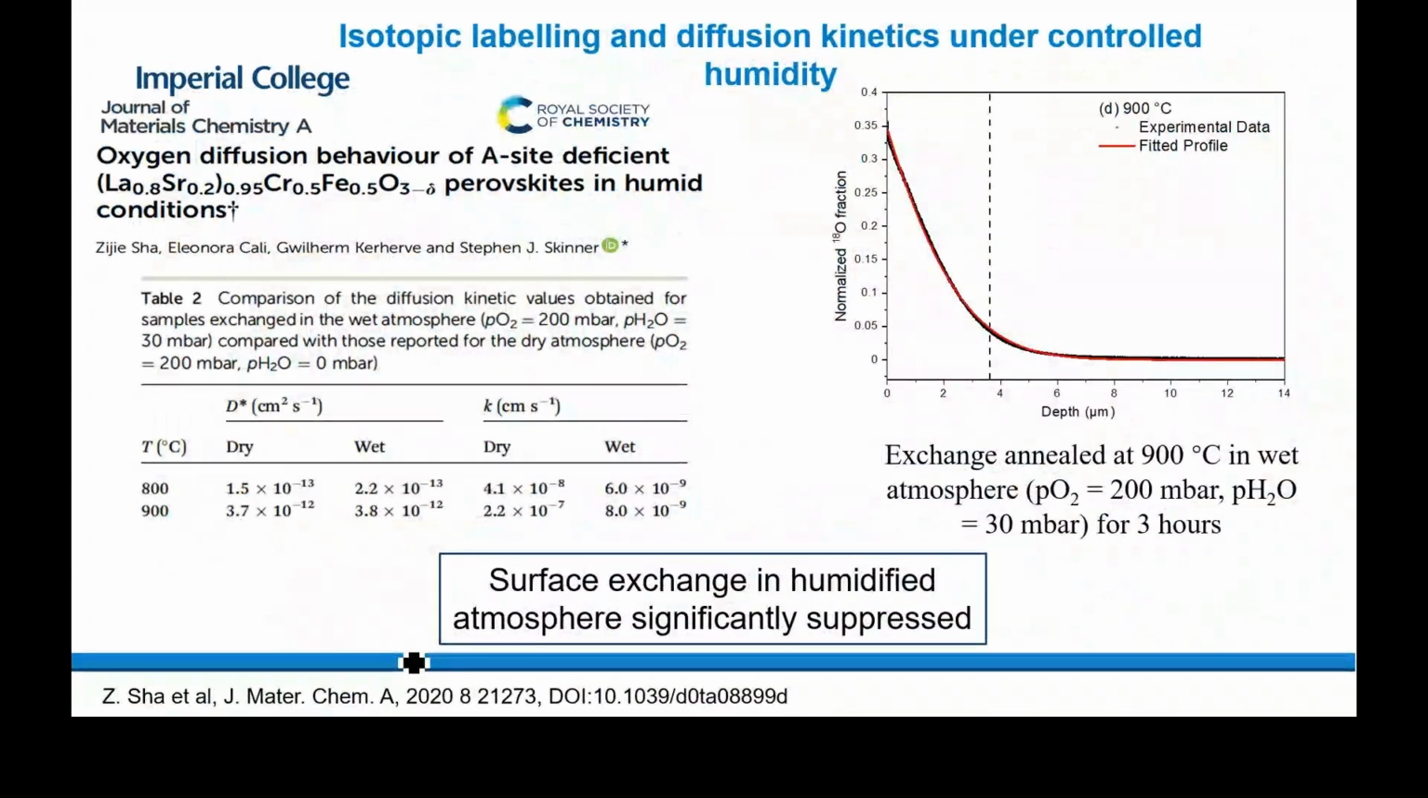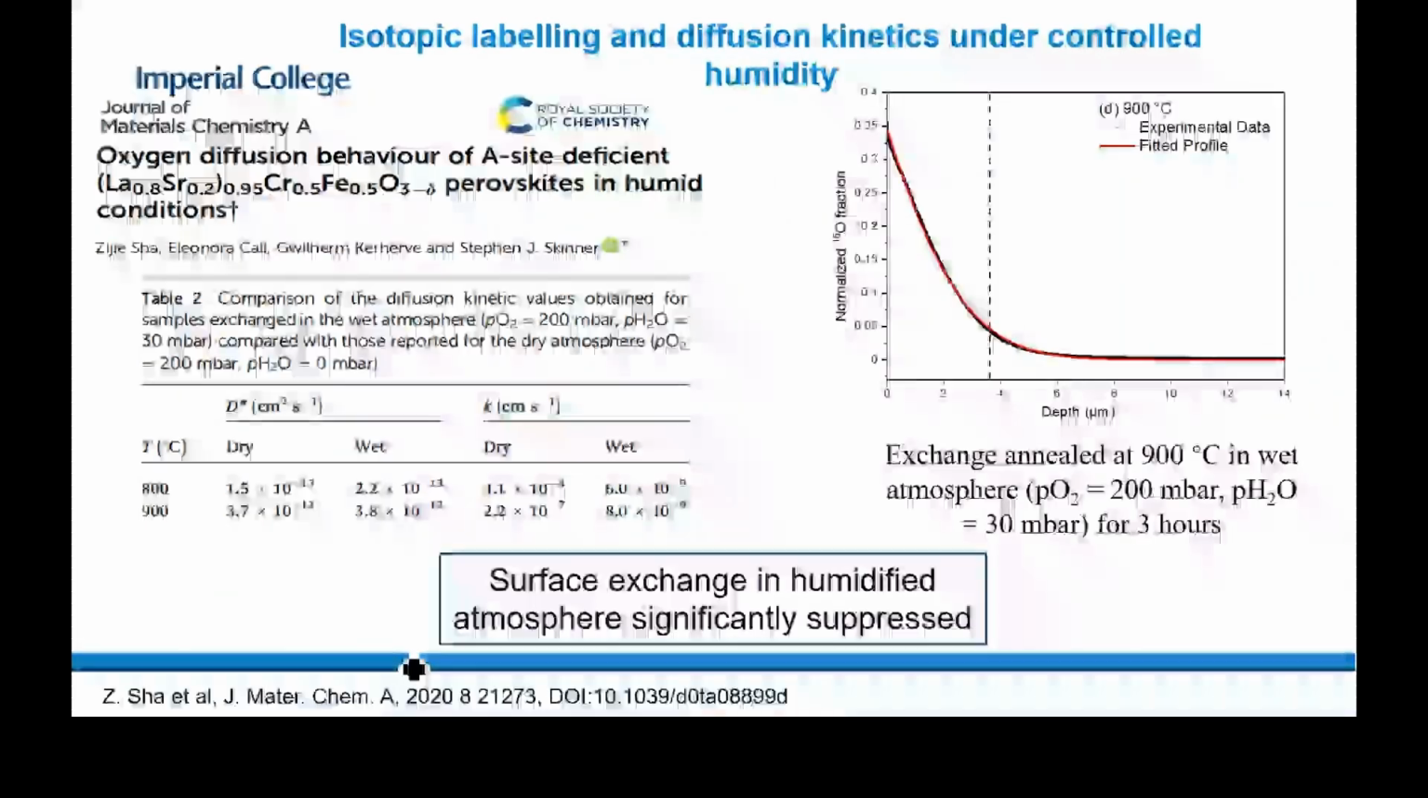Other things I want to just touch on. Isotopic labeling and diffusion kinetics are really important, particularly for these high temperature devices. As we move into electrolysis, we now start to think a little bit about the fact that we don't operate devices in perfect conditions. We don't have dry oxygen at our surface for our electrodes. We're going to have, as I said at the start, contaminated air, and of course one of the contaminants in that air is going to be humidity. So if we do exchanges in humid atmospheres, what difference does that have to our materials?